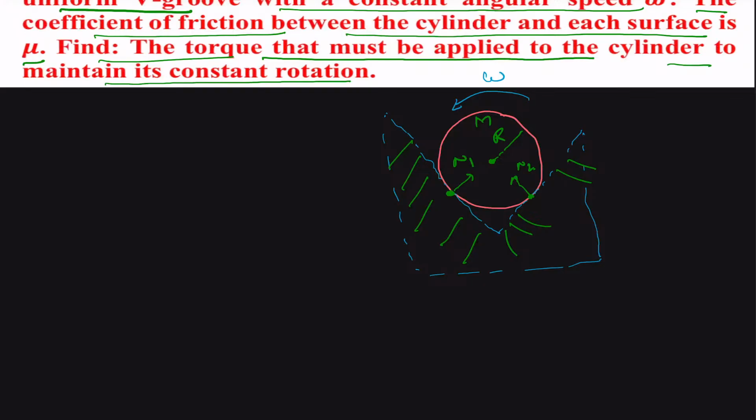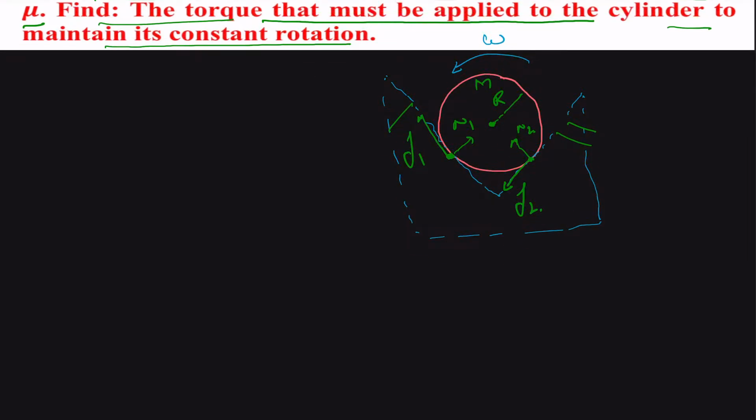And we can draw the direction of friction. So on the right side, let us call this friction F2, and on the left side, let us call this friction F1. So these are the various forces that are acting on it. And one more, there will be mg, vertically downward.